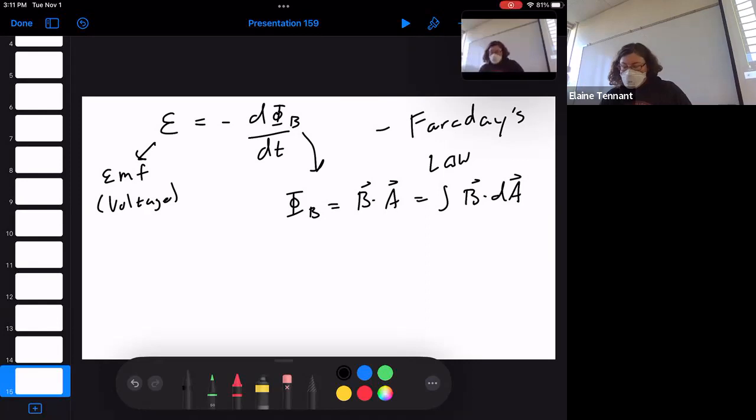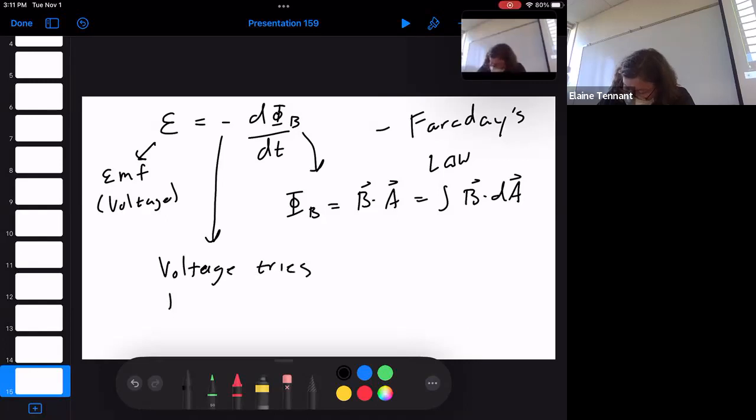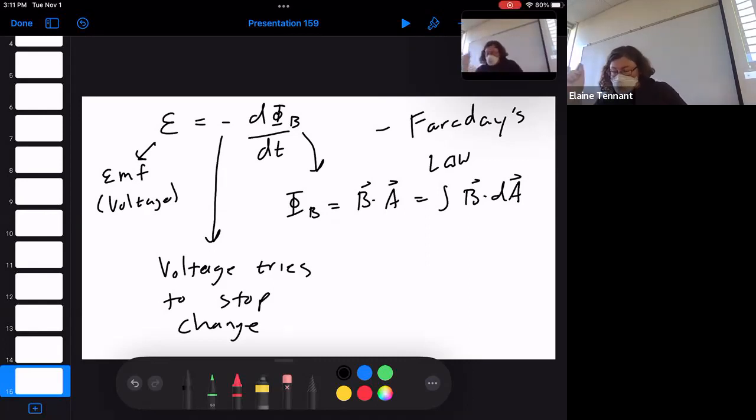Let's talk about that some more. So that'll make an electrical voltage that not only will respond to this change, but it'll respond trying to stop the change. And so you see this minus sign. It tries to stop change. So anytime you have a flux that changes, a voltage will show up that will try to oppose that change. And it does this through Lenz's law.